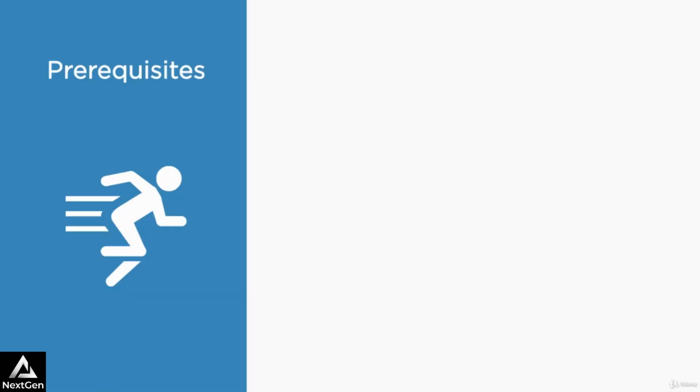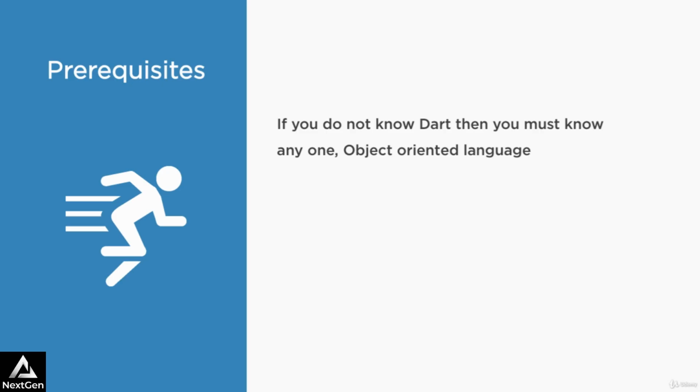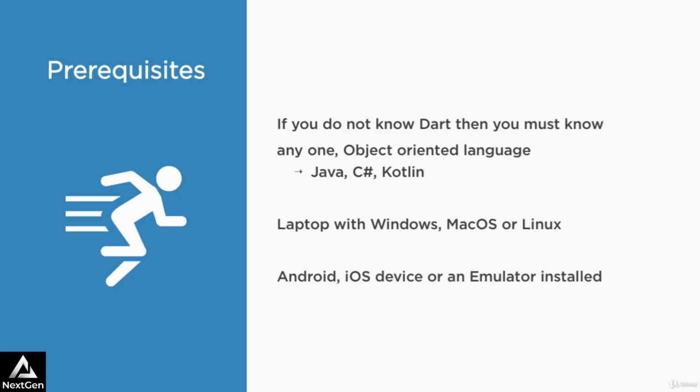Now this course comes with a few prerequisites. Since Flutter uses Dart for application development, you should know how to write code in the Dart language. Now in case you don't know Dart, then you must know one of the object-oriented programming languages, such as Java, C Sharp or Kotlin. And you must have a laptop with Windows, Mac OS or Linux operating system. It's totally up to your choice. And if you have an Android device or iOS device, then you are good to go. In case you don't have these, then you have to install an emulator on your system. Well, for this course I will be using Android Studio.